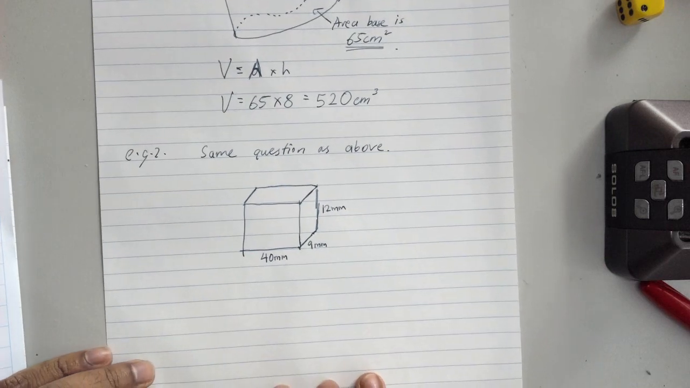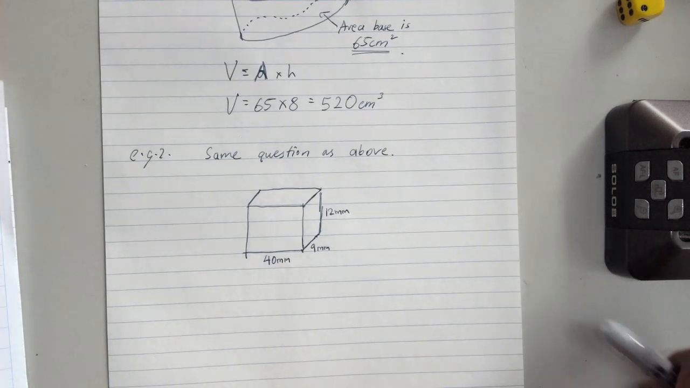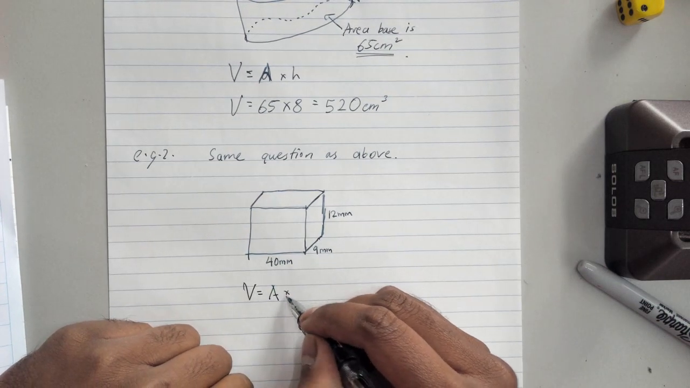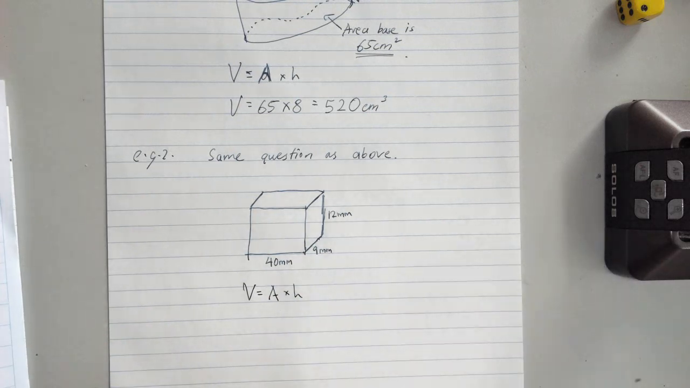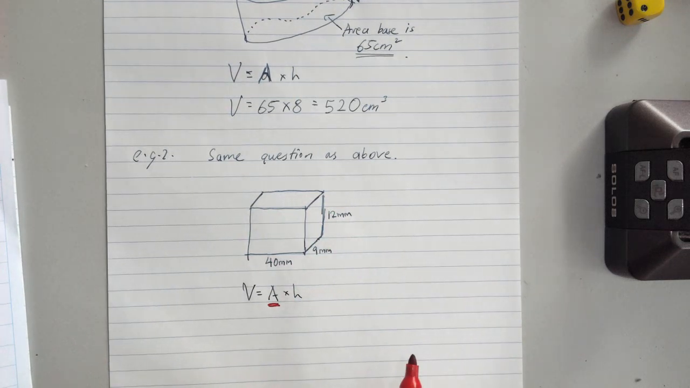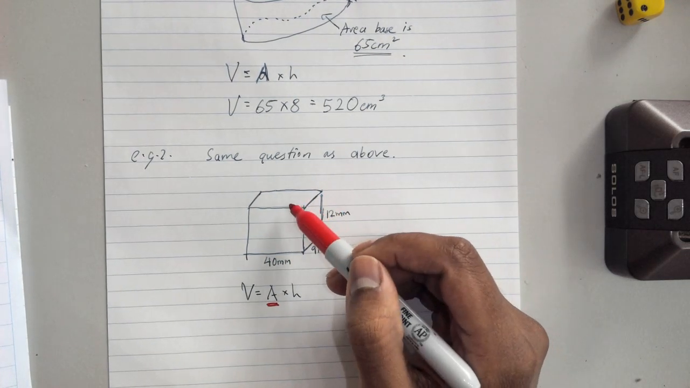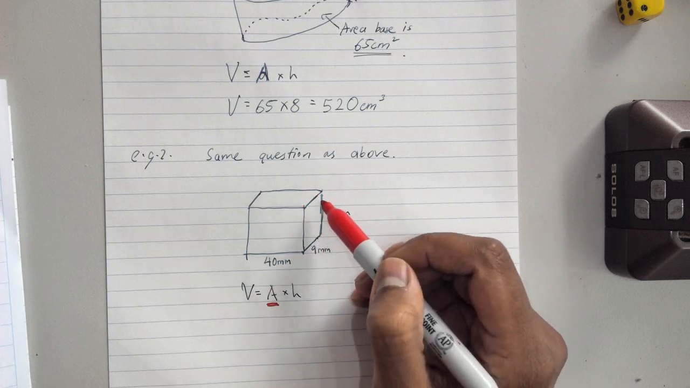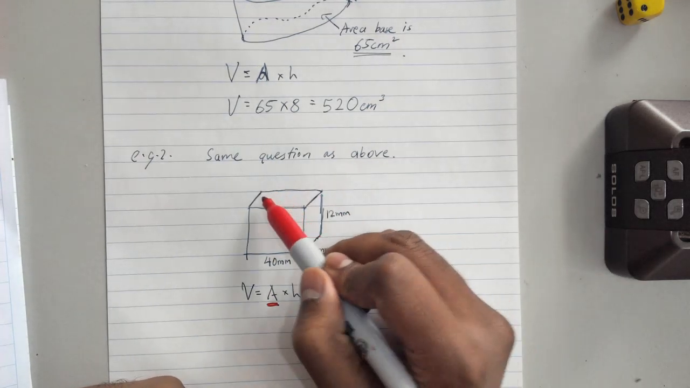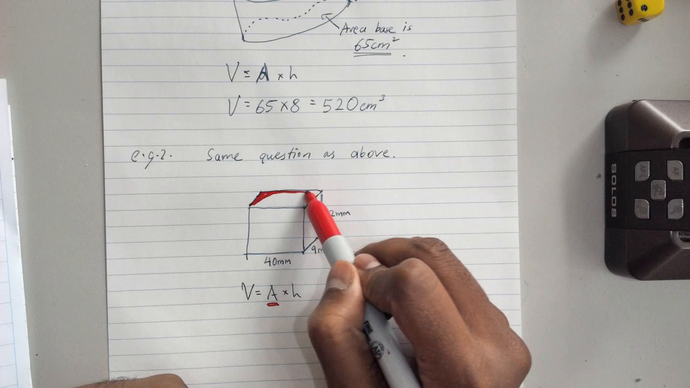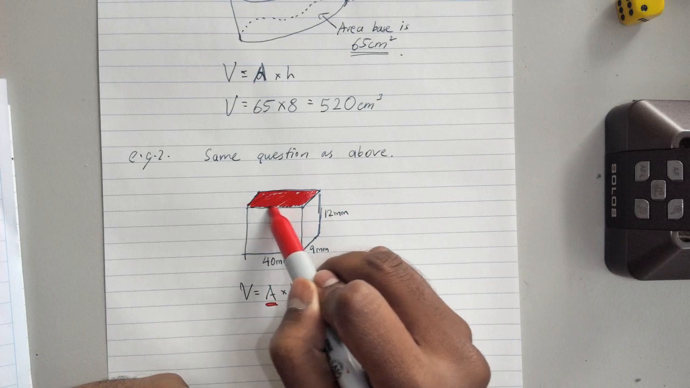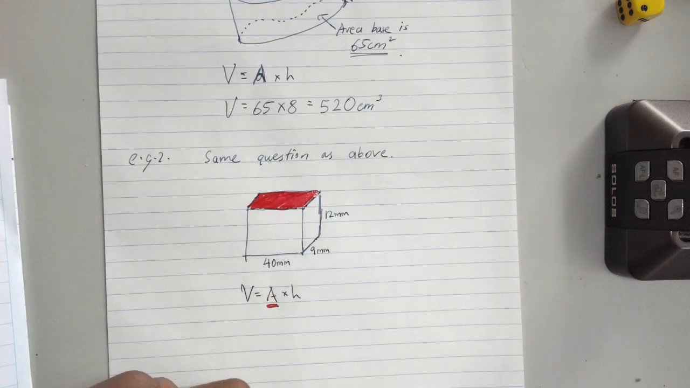Alright, so we're going to find that it's actually still V equals A times H. So now this is pretty cool because we can pick where we want our area of our base to be. It could be that one, it could be that one, or even that one. We can pick any one, and the reason is because we have the measurements for all the different sides. So let's pick that one as my base, and I'll show you how to get the measurements of the area.